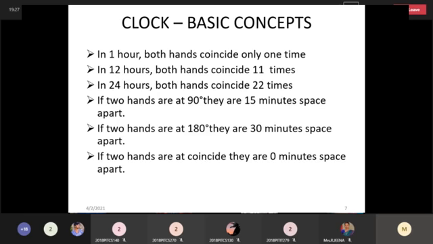Let's see more basic concepts about the clock. So in 1 hour, both hands coincide only one time, and in 12 hours, both hands coincide 11 times. So in 24 hours, both hands coincide double the times, that is 22 times. If two hands are at 90 degree, that means a right angle, they are 15 minutes space apart. If two hands are at 180 degree, they are 30 minutes space apart. If two hands coincide, they are 0 minute space apart.